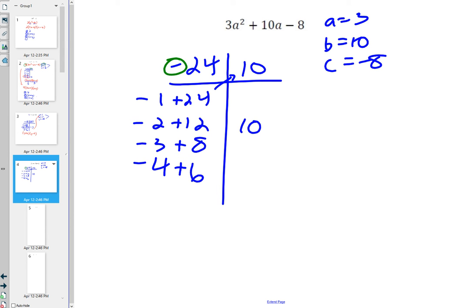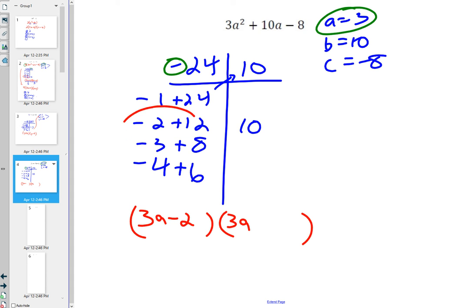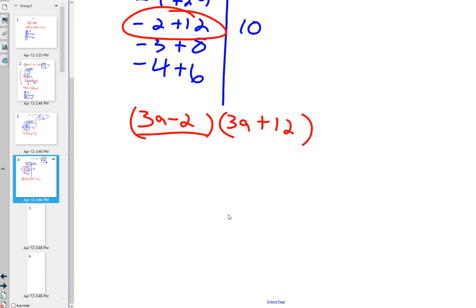Just like the one before, though, a is not 1, so I'm going to get that 3 and stick it in front. In this case, they're a's, so 3a and 3a, and then minus 2, because this is the one, minus 2, and then positive 12. At least one of the parentheses should have something in common. Sometimes they both do, but at least one of them should. In this case, the first one does not. I cannot divide 3a and 2 by anything, so it drops. But the second one can be divided by 3.